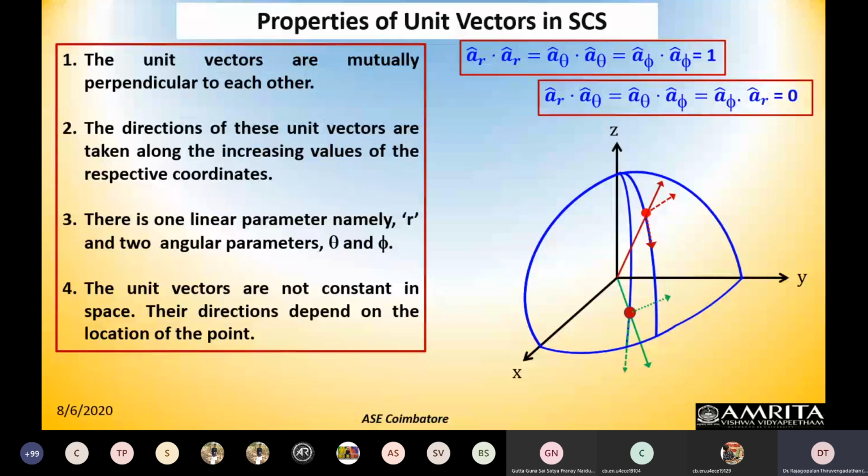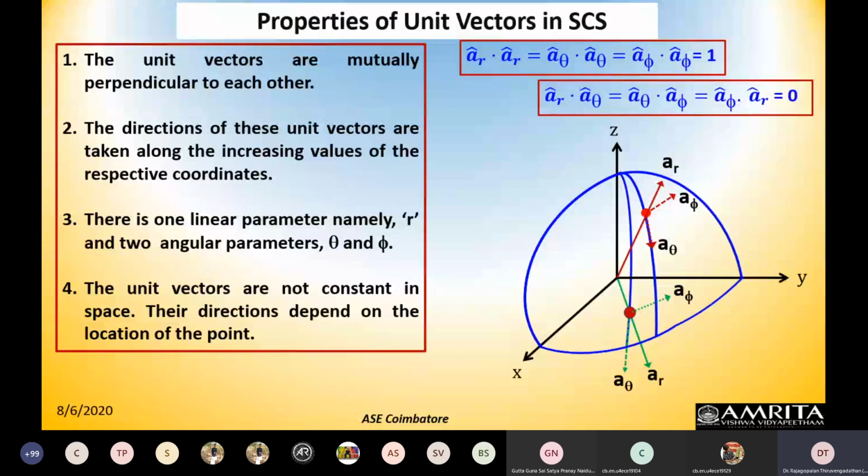Okay, the two points over here are shown with the red color and the green color, and you can see the directions of these three unit vectors. You can see that the a_r which was pointing over here is not the same as the a_r at this point over here. So as you traverse through the sphere, depending on the point where you are located, the unit vectors are going to vary. However, the unit vectors will be mutually perpendicular. There is no change there.